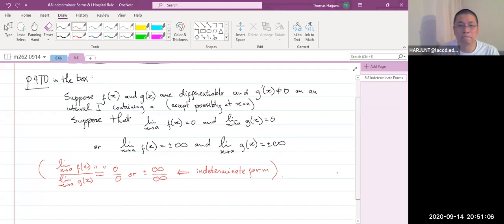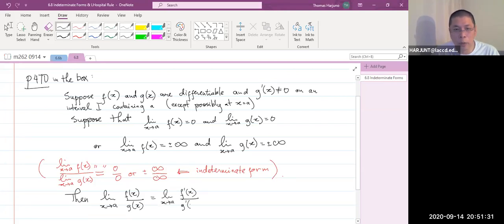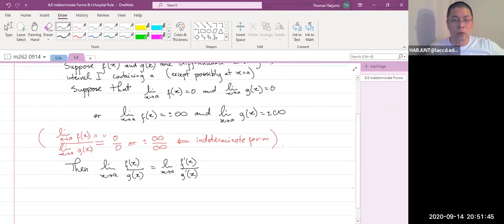Then, the limit as x approaches A of f(x) over g(x) is equal to the limit as x approaches A of the derivative over derivative. Now, we are not doing quotient rule here. We are doing the derivative of the numerator over the derivative of the denominator.